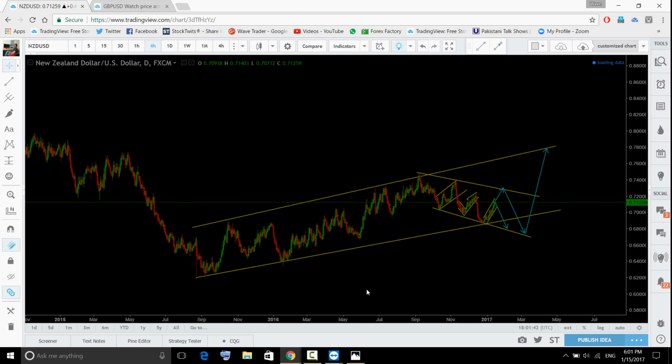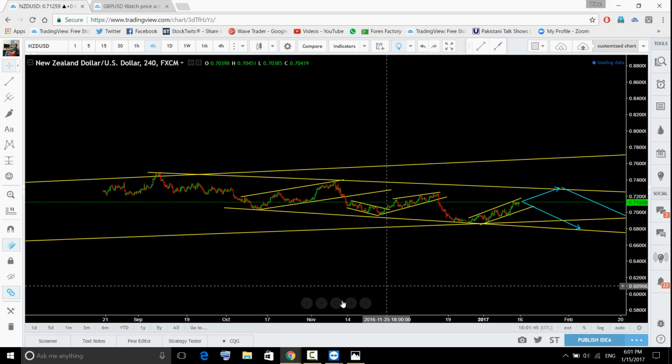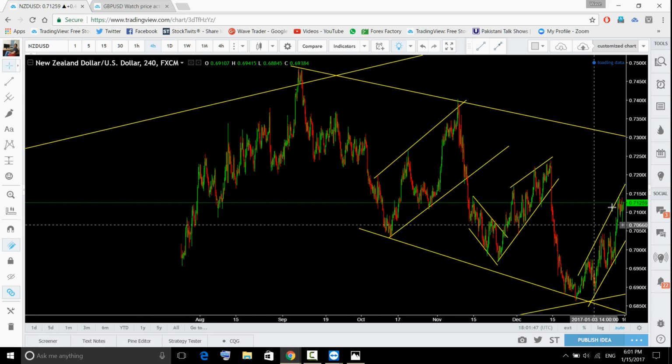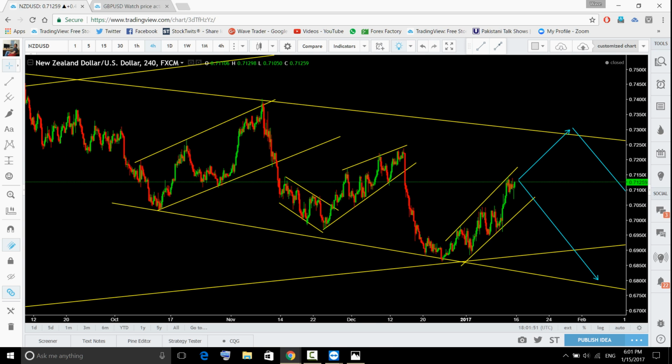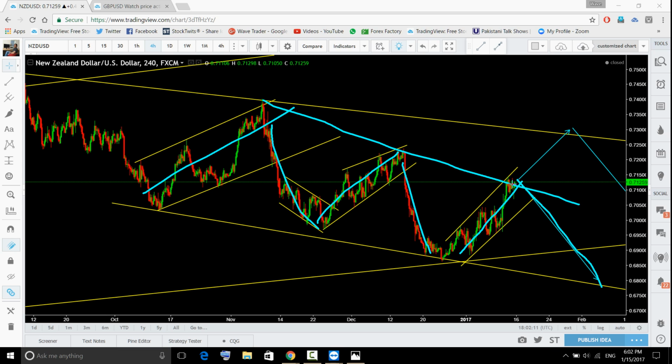But when we look at the lower time frame, we can see that this is not a start to the upside. This is a start to the downside. So it can test the lower trend line again, either from here or from here.